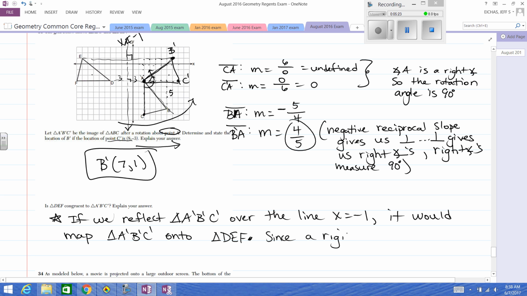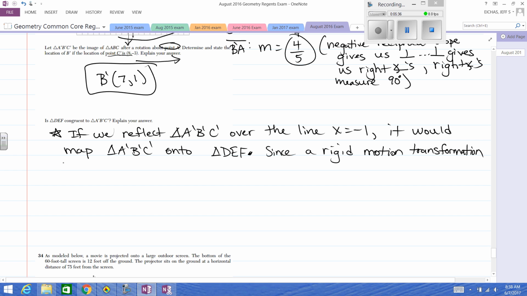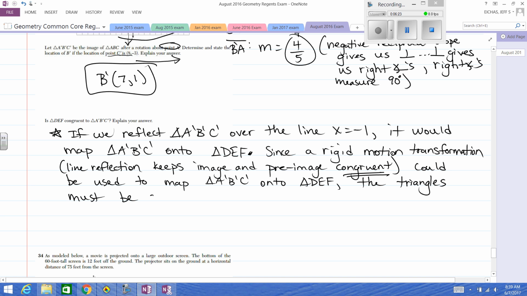Since a rigid motion transformation, okay, we'll quickly explain what that is. Since a rigid motion transformation, a line reflection, keeps image and pre-image congruent, that's what rigid motion transformation means. It's going to keep it congruent. So since a rigid motion transformation could be used to map triangle A prime, B prime, C prime onto triangle DEF, the triangles must be congruent. Oh, first I gotta say yes.